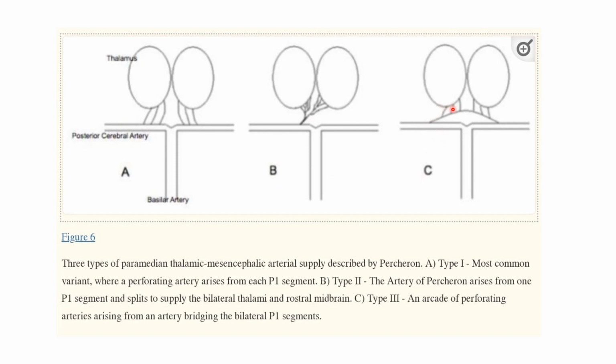And in type C, both the areas are supplied by arteries which join to form an arcuate-like confluence, and they take origin from the P1 segment of PCA and then form the arcuate-like artery.